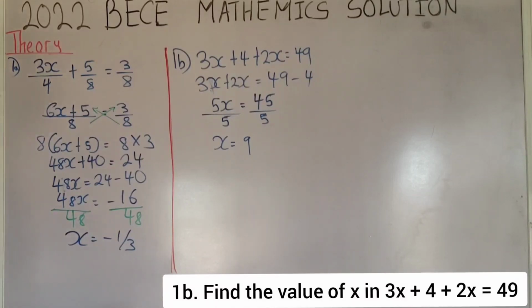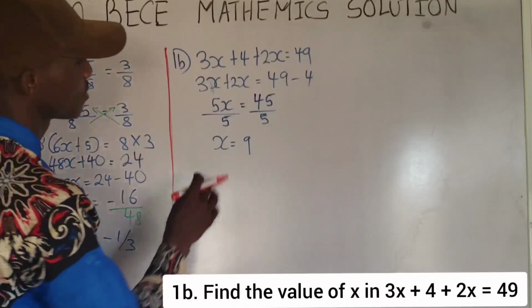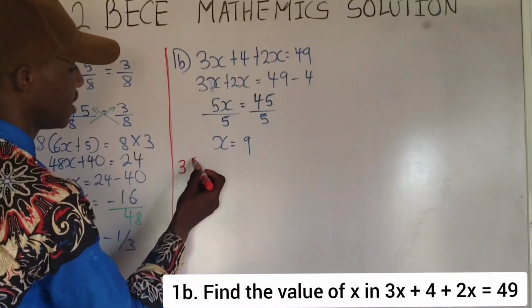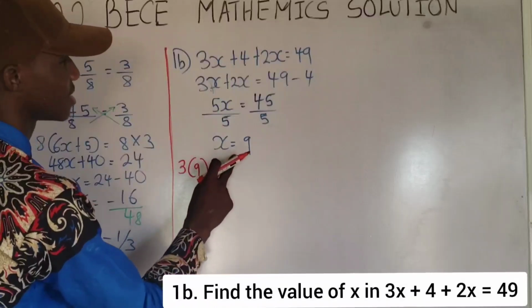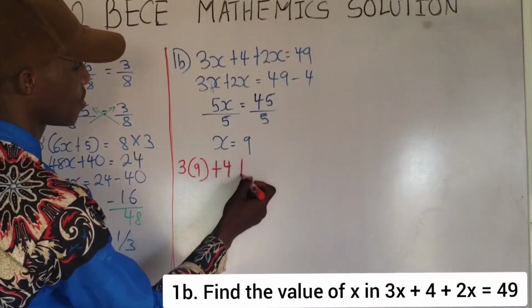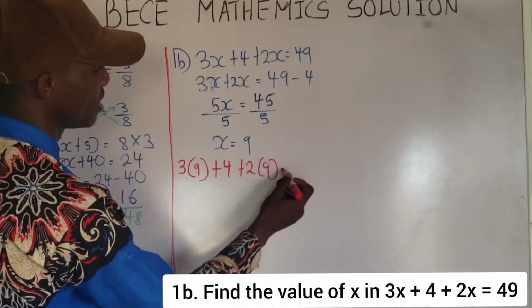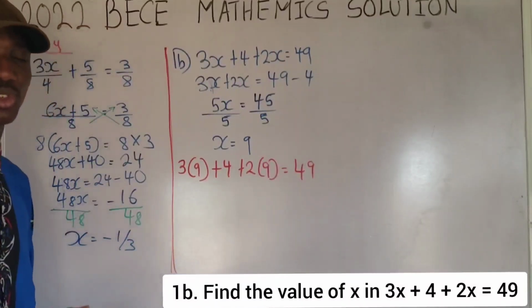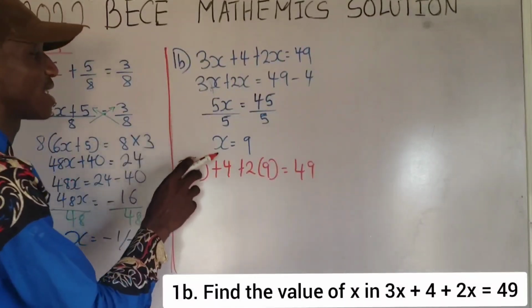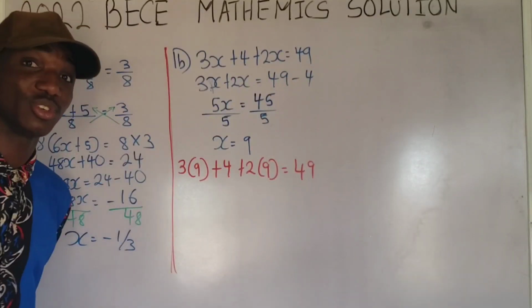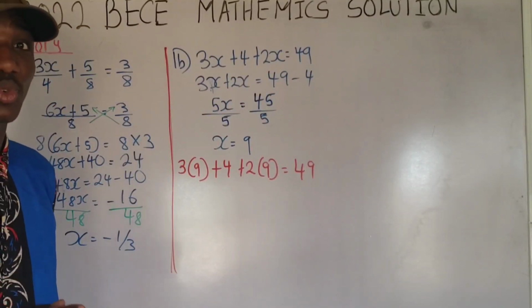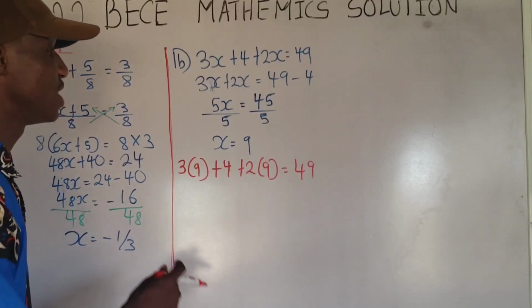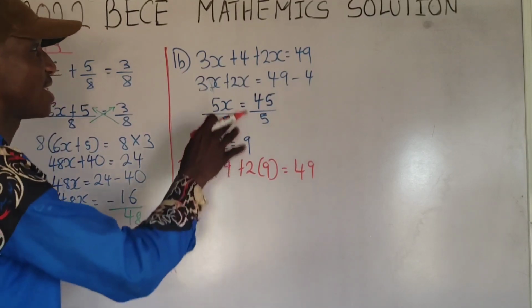Now you might want to check your answer, maybe you are correct or not. All you have to do is substitute the value of x into this equation. We have 3 into bracket 9, because now x is 9, right? Plus 4 plus 2 into bracket 9 is equal to 49. Now, if this is equal to 49, that means that we are correct. Do you understand? Having gotten the value of x, I just want to check. This is not necessary, but you may want to confirm that your answer is correct or not. You can just substitute the value of x as 9 into this equation.